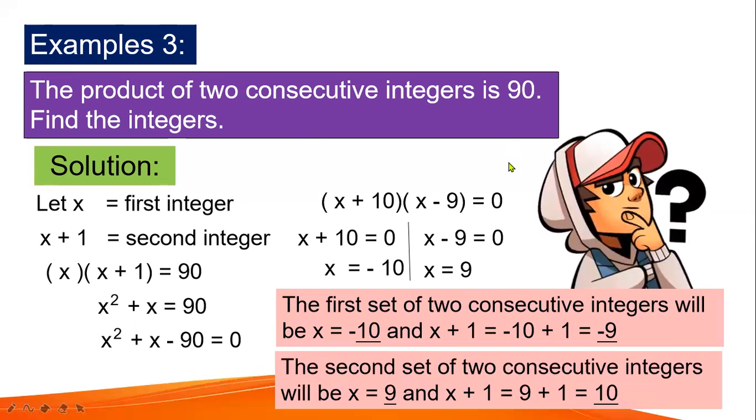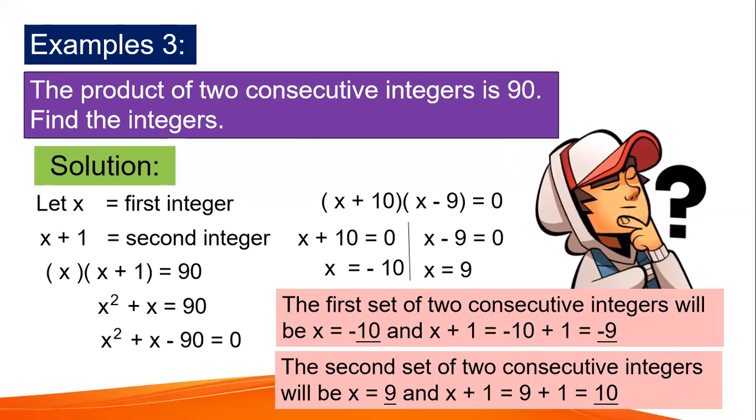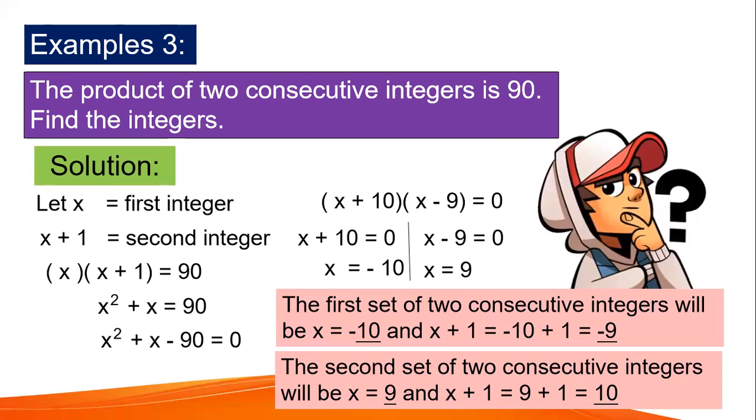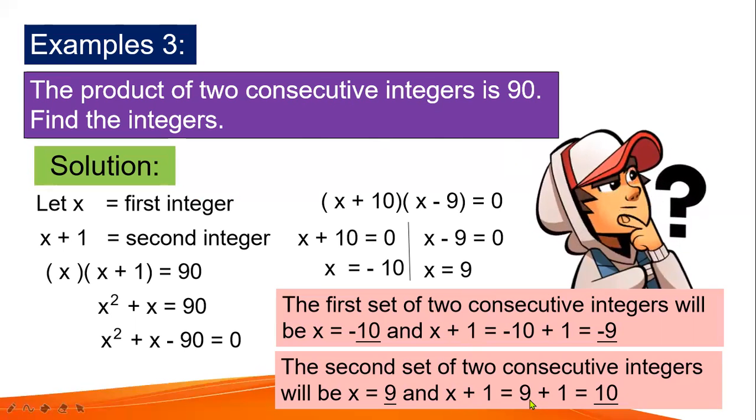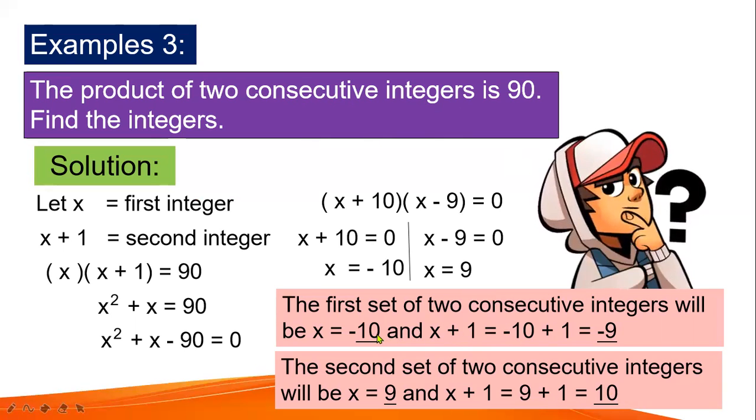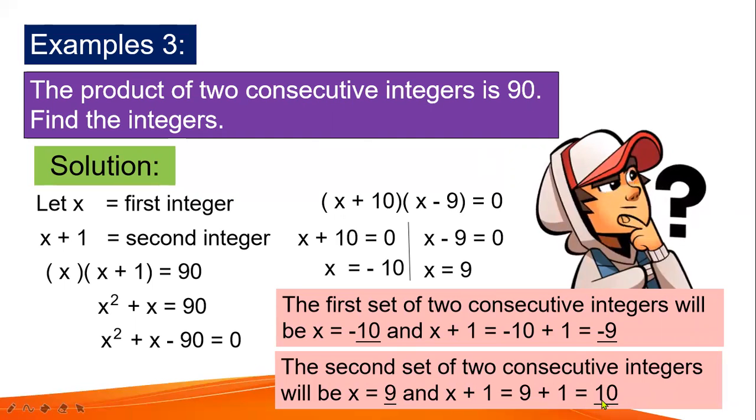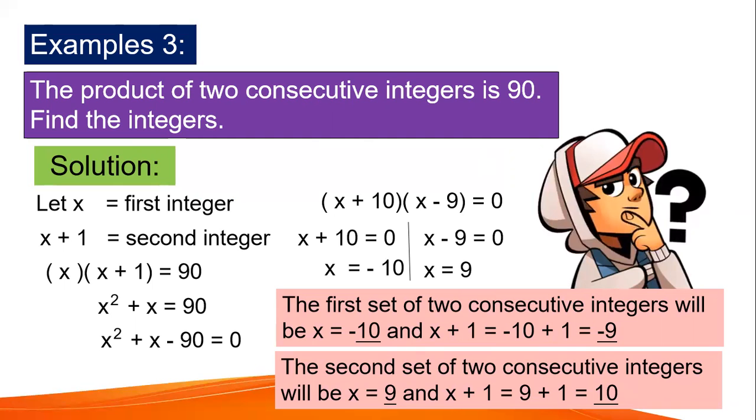So we use negative numbers and we also use positive numbers since we are talking about consecutive integers. Then the second set of two consecutive integers will be x equals 9 and then x plus 1. So change x to positive 9. So we have 9 plus 1, we have 10. If you multiply negative 10 to negative 9, the answer is 90. If you multiply 9 to positive 10, the answer is 90.